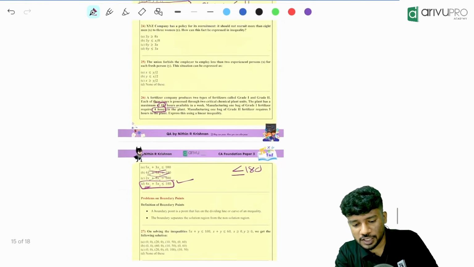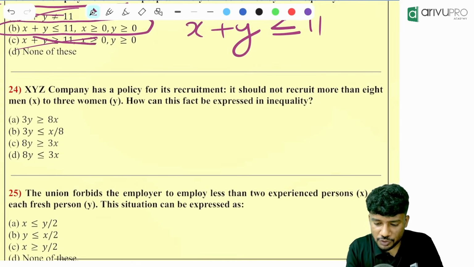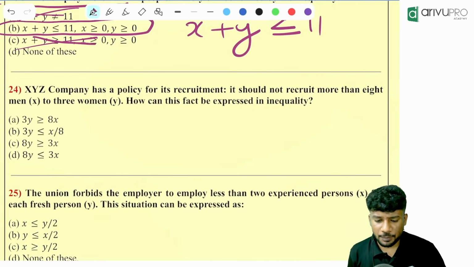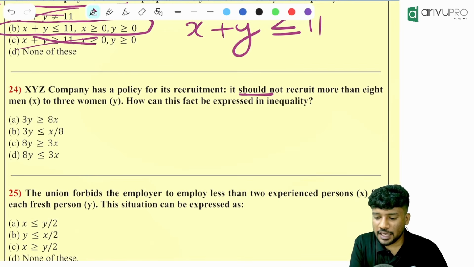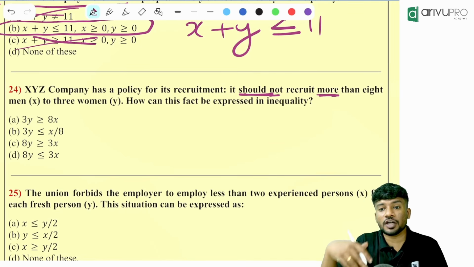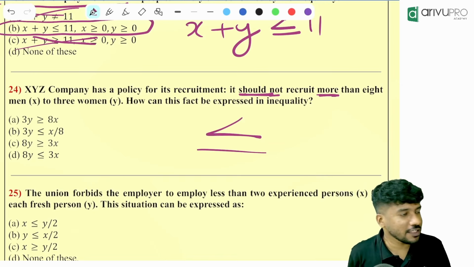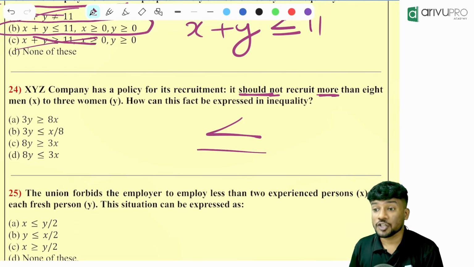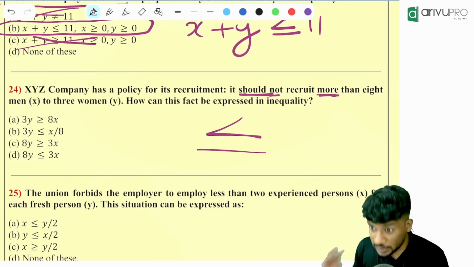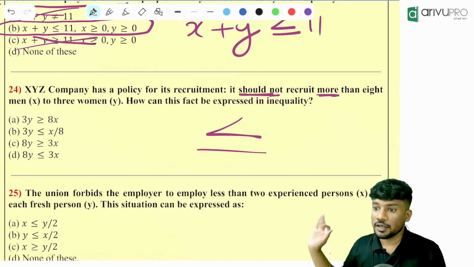We are going for a question. Everyone look over here. Now the first question is this one. XYZ company has a policy for its recruitment. It should not employ more than. Okay, should not and more than means what? It should always be less than or equal to or greater than or equal to? Should not employ more than means it should be less than or equal to. Directly you can write less than or equal to. Why? Because it is like should not employ more than. Should employ more than means what? You will directly put greater than sign.